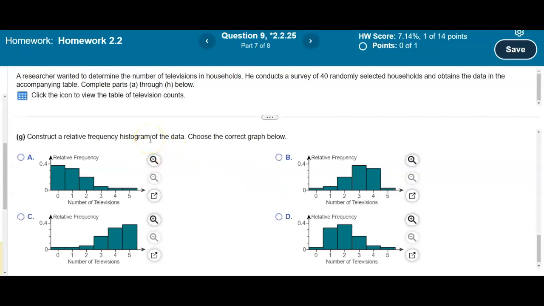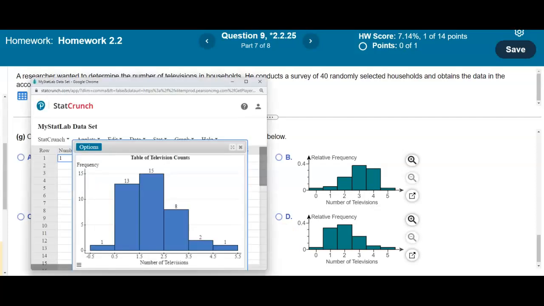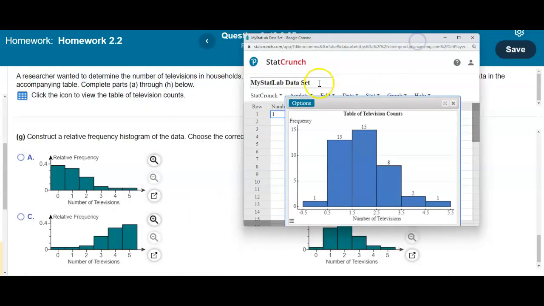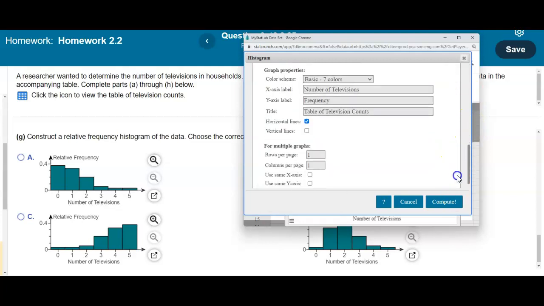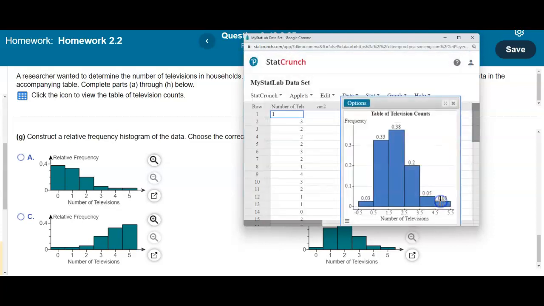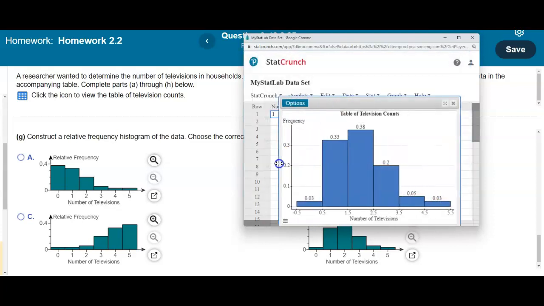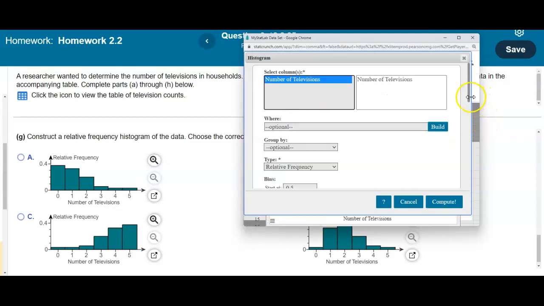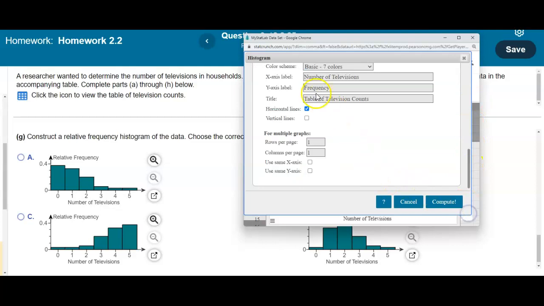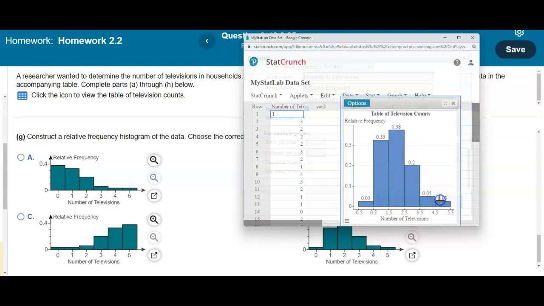Now we want to construct a relative frequency histogram. Well, all we need to do is come back into StatCrunch, and the only thing we need to do is go to Options, select Edit, and then come over here and just change the type to relative frequency. And now everything else is already inputted from what we've already put in there. Let's select Compute. So now we have our relative frequency, and the only thing that we would need to change is the y-axis label. So the y-axis label would then be relative frequency.